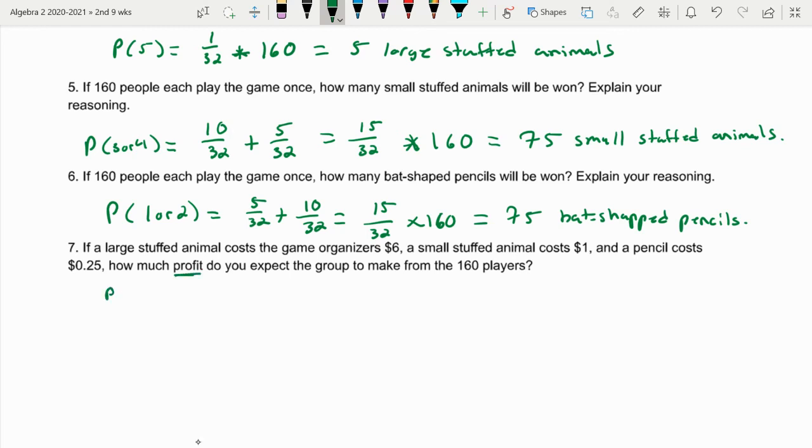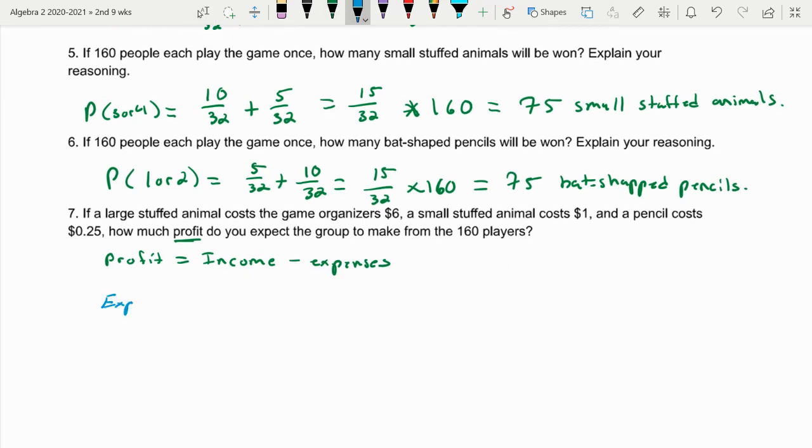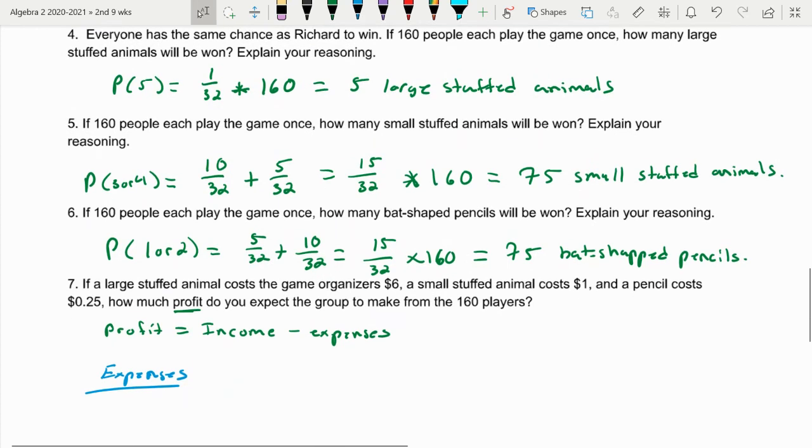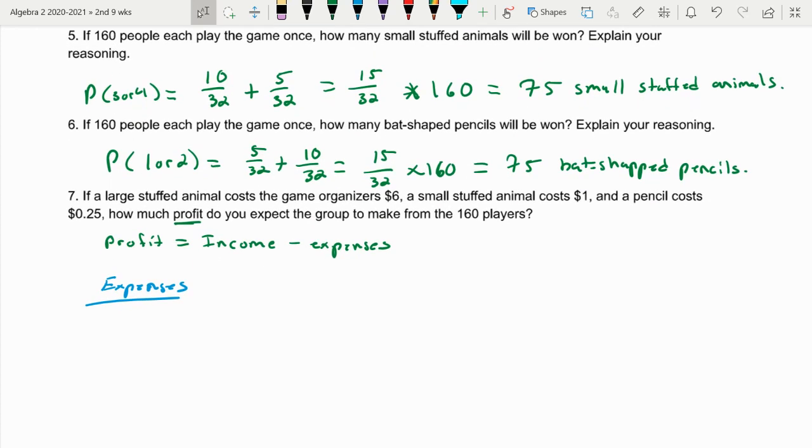So profit is your income minus expenses. What I'm going to do first is figure out my expenses. Based on our probabilities, start with large stuffed animals. We expect to pay out 5 of those. How much do large stuffed animals cost? $6. So we're going to have 5 times the $6, and that will equal $30. We expect to pay $30 in large stuffed animals.